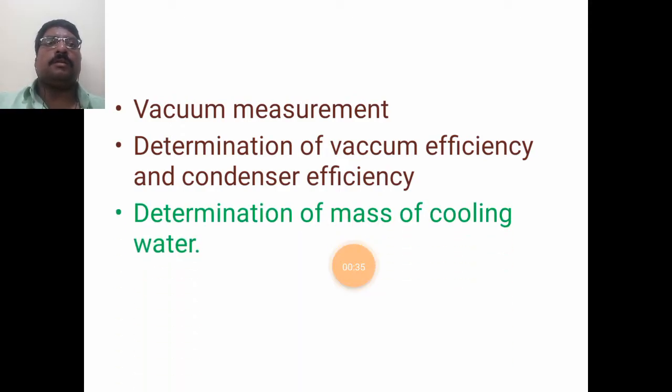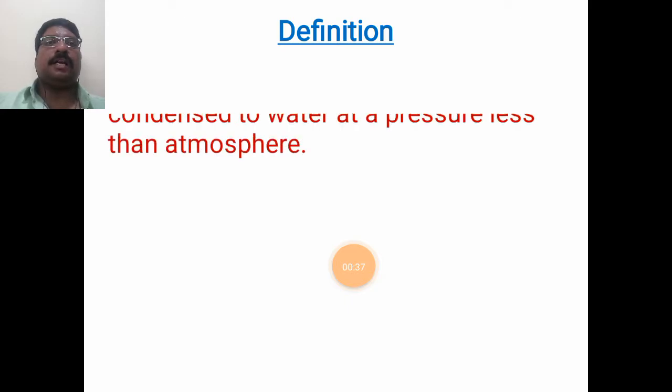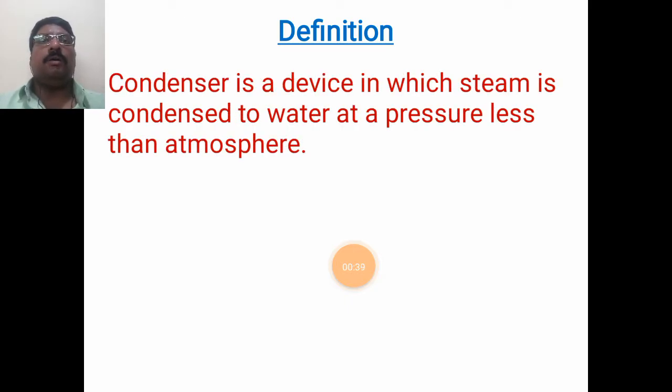Next, the first one is the condenser. What is a condenser? A condenser is a device in which steam is condensed to water at a pressure less than the atmospheric pressure. Here in the condenser, the phase transformation takes place from steam to water. That is the condensation process which happens in the condenser.